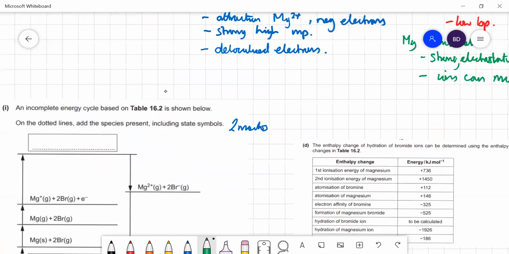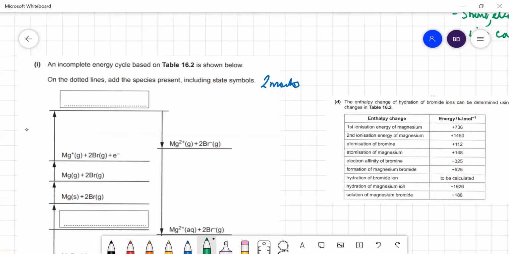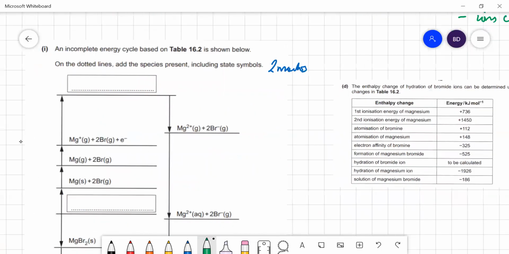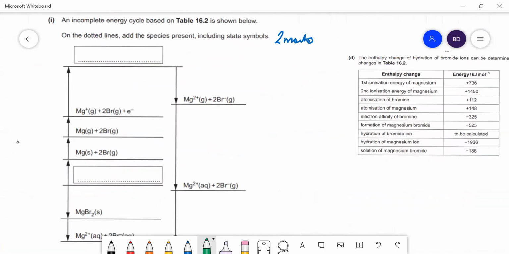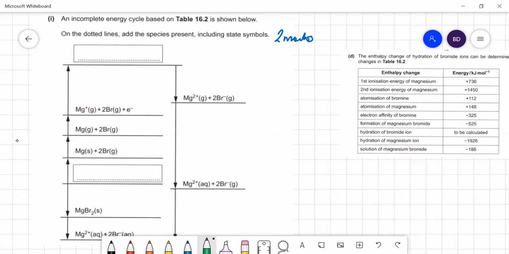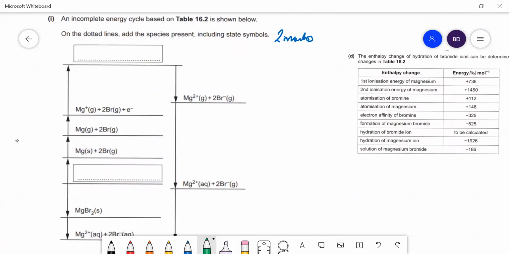Now we have a question on the Born-Haber cycle. All right. Incomplete Born-Haber cycle. Right. And we've got the data on the right-hand side, which we're going to use in the next part. Right, for 2 marks on the dotted lines, add the species present, including the state symbols. Okay, so here, we form magnesium bromide. Right, must be the elements in the standard state, so that's going to be magnesium solid, and the standard state of bromine is Br2 liquid. So liquid, yeah.